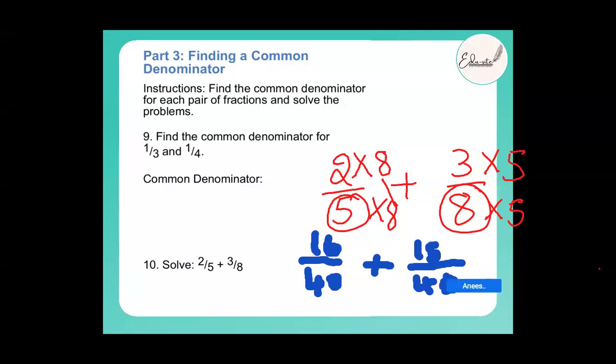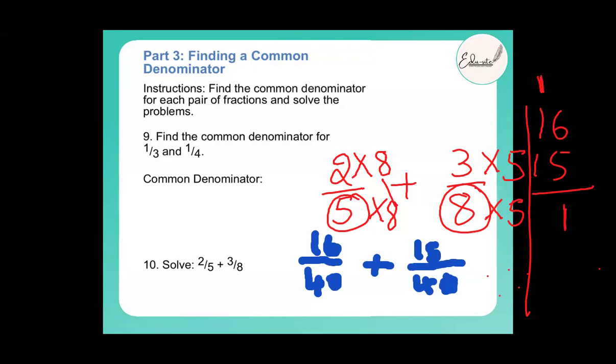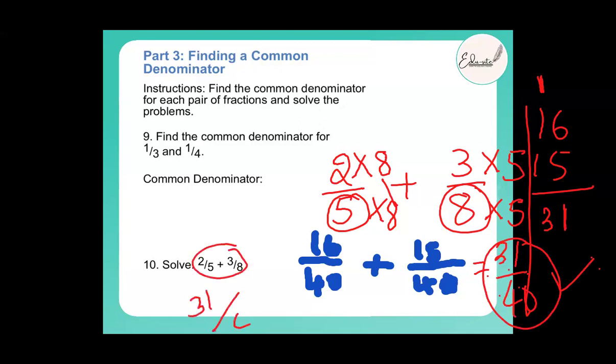16 plus 15. Just keep it here, 16, 15. What do you have to do? 6 plus 5 is? Wait, 1 sec. Start opening your fingers after 6. 7, 8, 9, 10, 11. 11. Yes, 1, and then 1 carried up. 1 plus 3 is 4... so 1 plus 1 plus 1 is 3. So it is 31 over 40. This is your answer. You can just keep it as it is. Okay. Answer is 31 over 40.